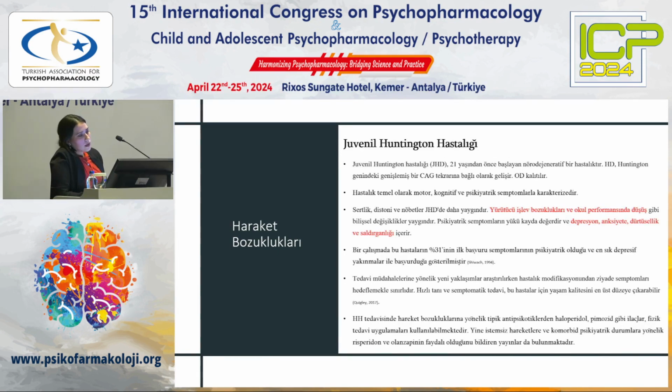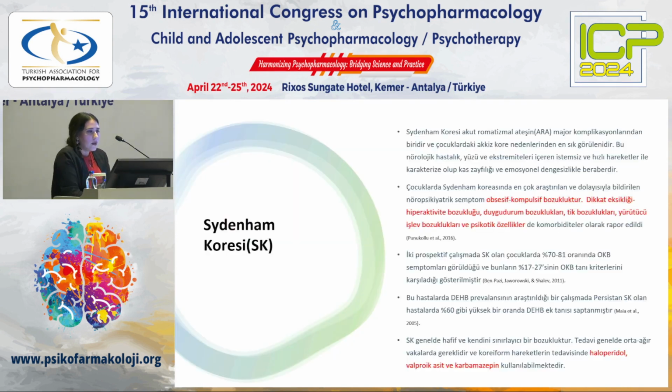Now let's talk about juvenile Huntington disease, which is a movement disorder. It's a neurodegenerative disease which starts before the age of 21 and is characterized by motor, cognitive, and psychiatric symptoms. Severity, dystonia, and seizures are more common, and executive functional disorders and lower school performance can be among the cognitive changes. In one study, 31% of these patients were referred for psychiatric symptoms, mostly depression, and generally symptomatic treatment is given, which increases their quality of life. For the movement disorders, haloperidol, pimozide-like medication, and physical treatment can be administered. Olanzapine is also stated to be beneficial in some studies.